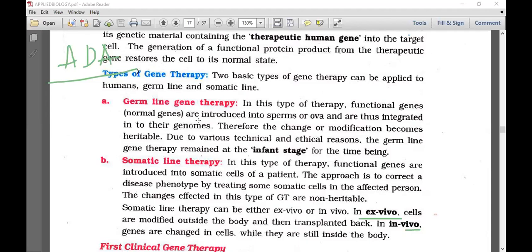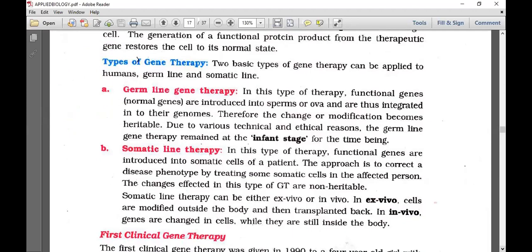So what we did in the case of the ADA story, severe combined immunodeficiency syndrome, how did the gene therapy work? What I am expecting from you is what therapy we did, ex vivo or in vivo? It is declared somatic. Okay, then ex vivo or in vivo? Very good. Ex vivo. We brought the cells out, treated them, and introduced them back again. Okay, very good.